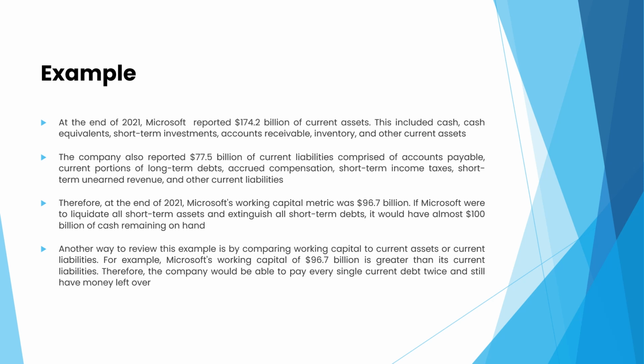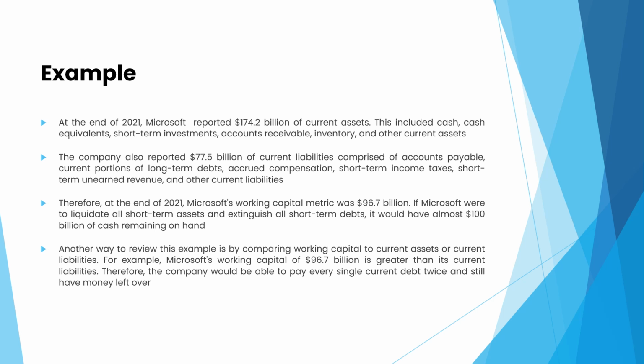This includes cash, cash equivalents, short-term investments, which are done for a period of 1 year, accounts receivable, again to be realized within 1 year, inventory, and other current assets. Now, the company also reported $77.5 billion of current liabilities, which comprised accounts payable, current portion of long-term debts to be serviced within 1 year, accrued compensation, short-term income taxes to be paid within 1 year, short-term unearned revenue which is yet to be realized and will fall within a period of 1 year, and other current liabilities.